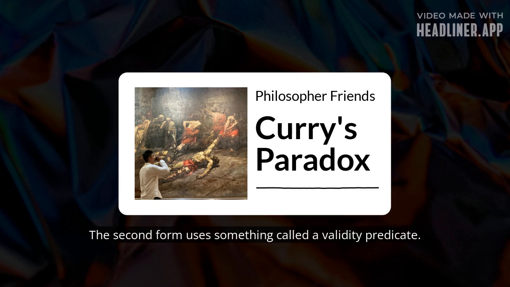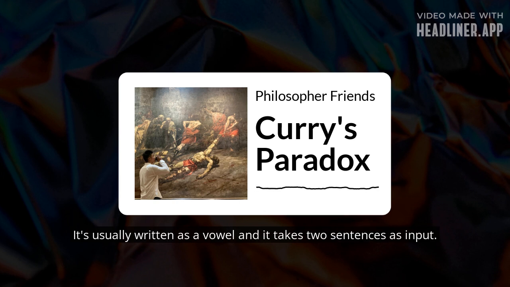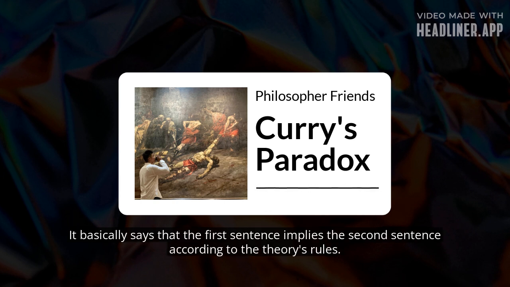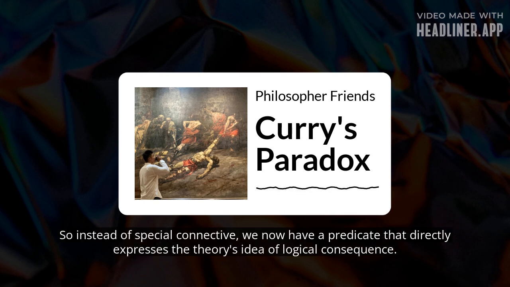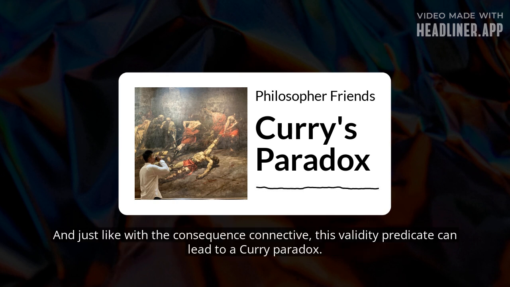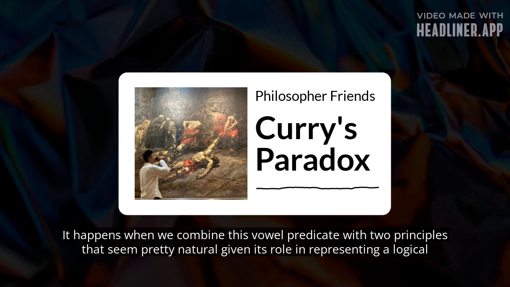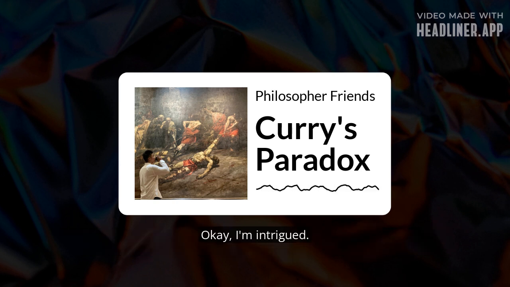The second form uses something called a validity predicate. It's usually written as val, and it takes two sentences as input. It basically says that the first sentence implies the second sentence according to the theory's rules. So instead of a special connective, we now have a predicate that directly expresses the theory's idea of logical consequence. Right. And just like with the consequence connective, this validity predicate can lead to a Curry paradox. How so? It happens when we combine this val predicate with two principles that seem pretty natural given its role in representing logical consequence.